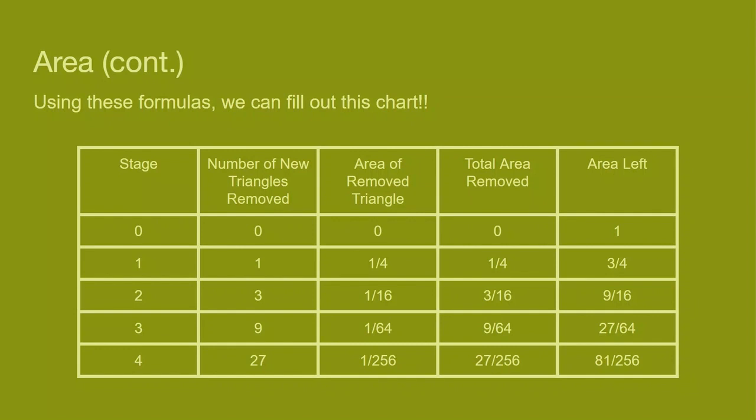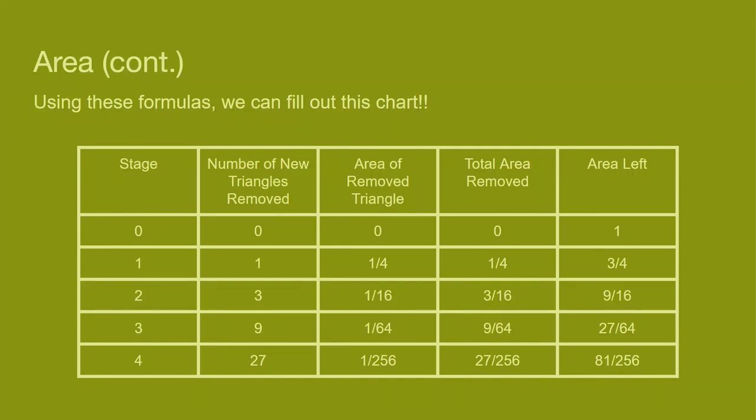Now, we know that 3/16 are being removed in stage 2. So if we take 12 and take away 3 from that 12, we get 9, leaving us with 9/16 of an area left. So both the formula and doing it the old-fashioned way works.